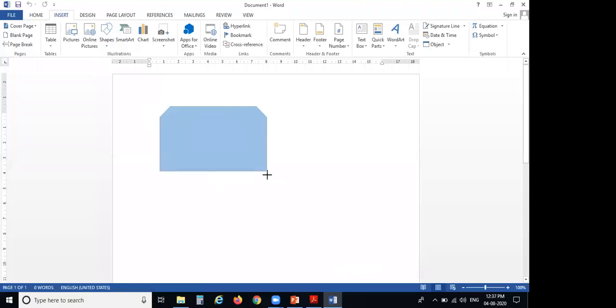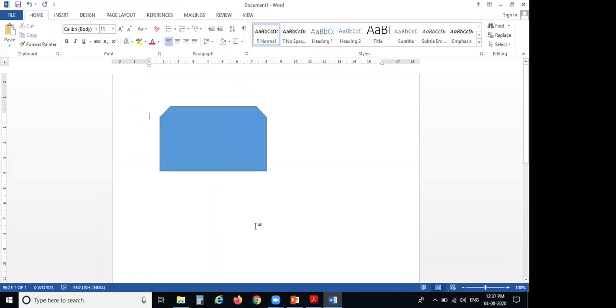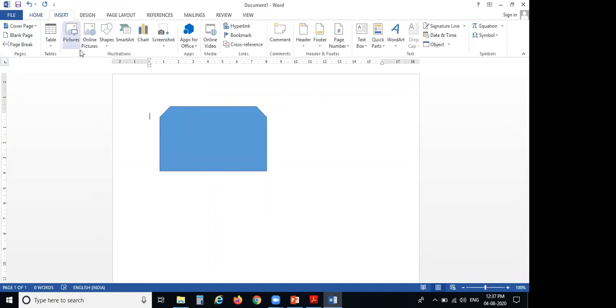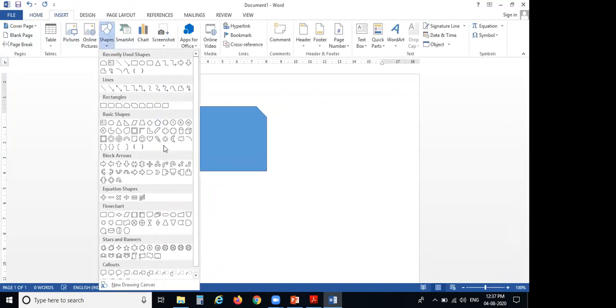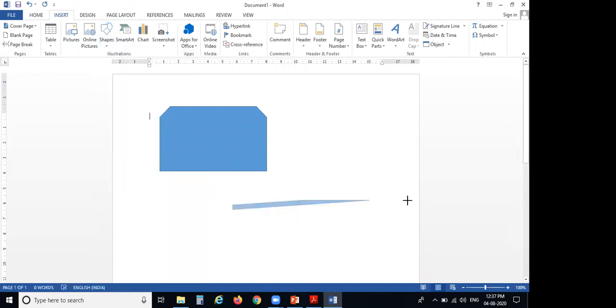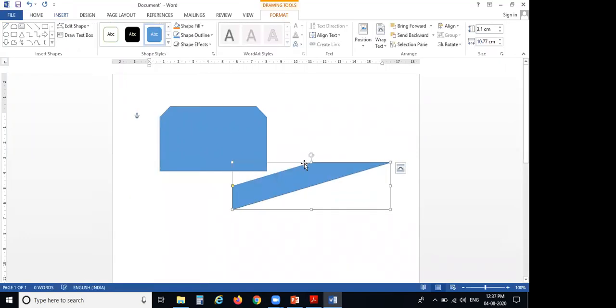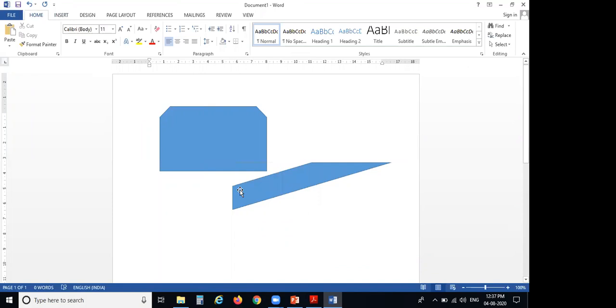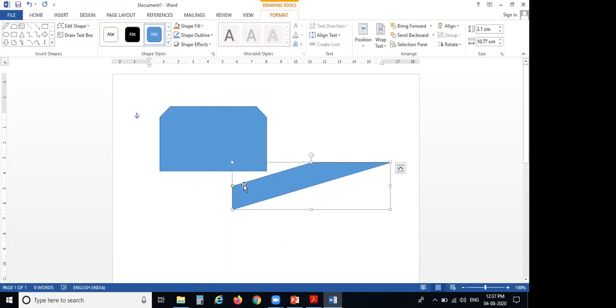Suppose I want to draw this shape. This shape also comes under polygonal shapes. Suppose I want to insert another shape, just like this shape. The shape also comes under 2D polygon, but because it contains only two lines joined with each other.